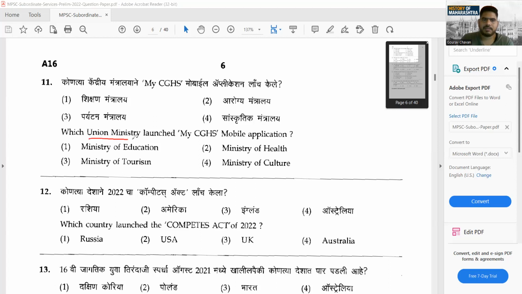Now see, Union Ministry has launched the My CGHS mobile app. You don't know what exactly this app is. Okay, I also don't know what exactly this app is. But see, it is the Central Government Health Scheme app. Okay. But see, education. Do you see an E anywhere here? No. So we'll cut this particular thing.